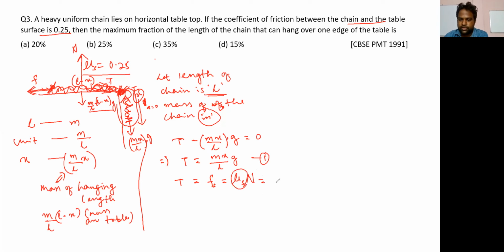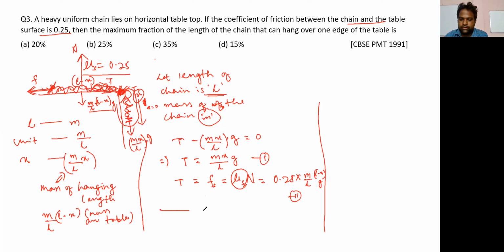And mu s is given as 0.25, into N. N is your M by L, L minus x into g. Okay, so this is equation 2, let's say. So we got two equations.